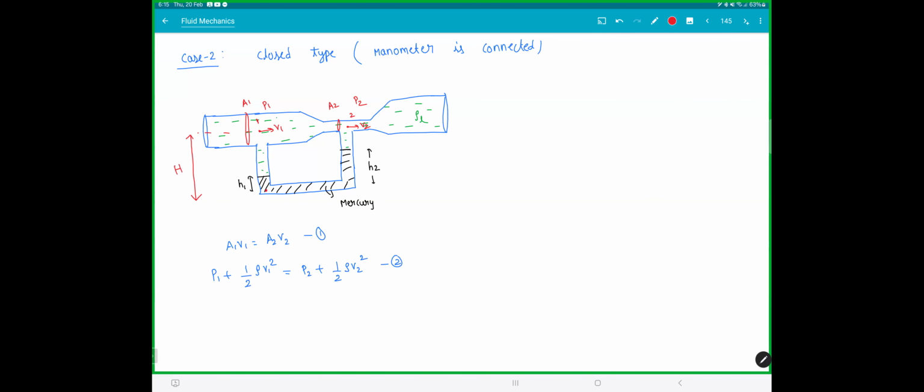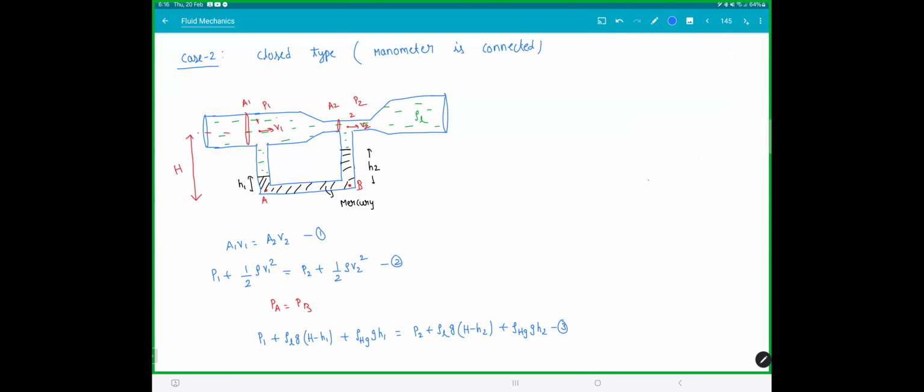Next thing, if you consider this point here as A and this point here as B, we know pressure at A is equal to pressure at B because they are at the same horizontal level, isn't it? The pressure inside the mercury at the same level must be the same. But what is PA? PA is nothing but P1 plus rho liquid g times the height, that is H minus H1, plus rho mercury g H1. PB is P2 plus rho liquid g times the difference in height, H minus H2, plus rho mercury g H2. This is your third equation.